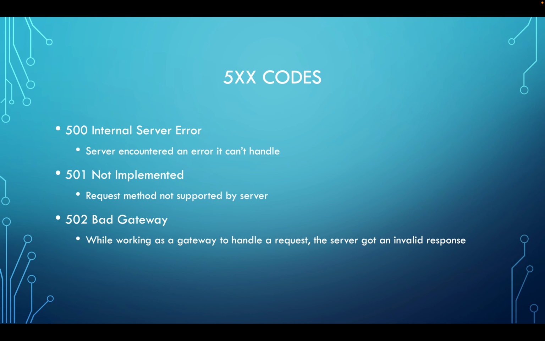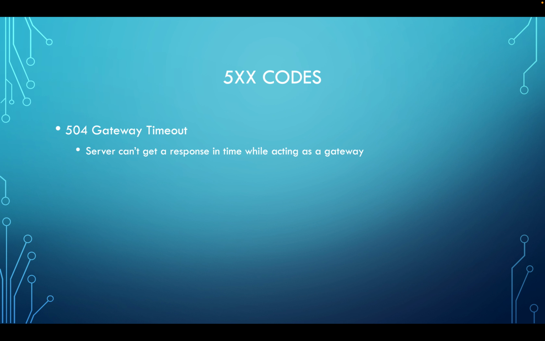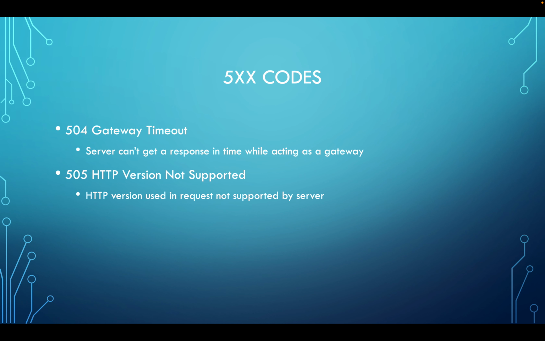502, bad gateway, which means that while the server is working as a gateway to handle a request, it got an invalid response. And 503 is service unavailable, which means the server isn't available. The server can't handle the request yet. And 504 is gateway timeout, because the server can't get a response in time while acting as a gateway. And 505, the HTTP version isn't supported.